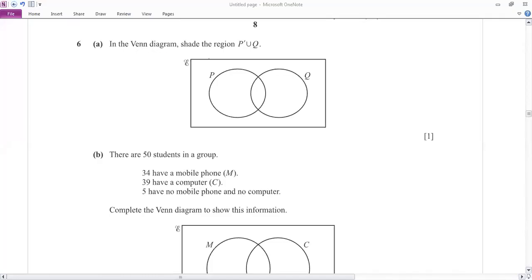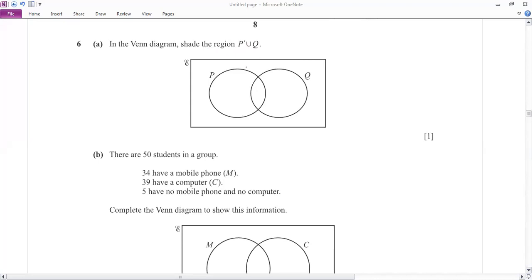In the Venn diagram, shade the region P complement union Q. Now how will we shade that? P complement means outside the P. Then it is union, so there is no need to go for another color even.